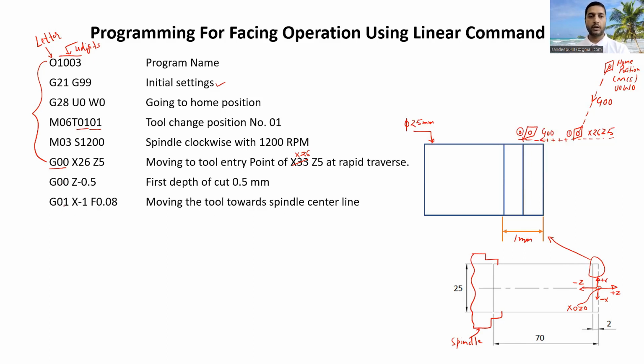After this, we are moving the cutting tool with linear interpolation G01 to X-1 and the feed is in mm per revolution, F0.08, because we are using code G99 here. In case of feed in mm per minute, we will use the G98 code and F80. Kindly note this. The meaning of this line is that we are moving the tool towards the spindle center line. Let me draw the spindle center line here. This is the spindle center line.